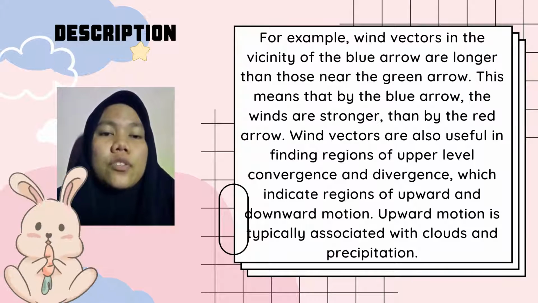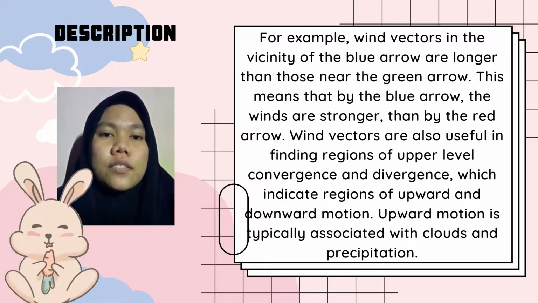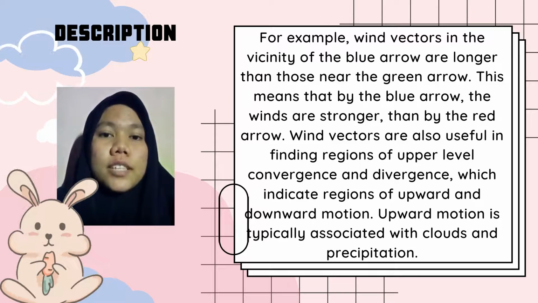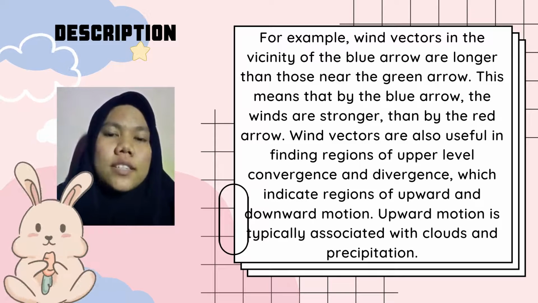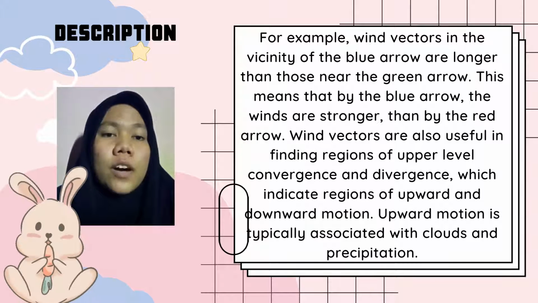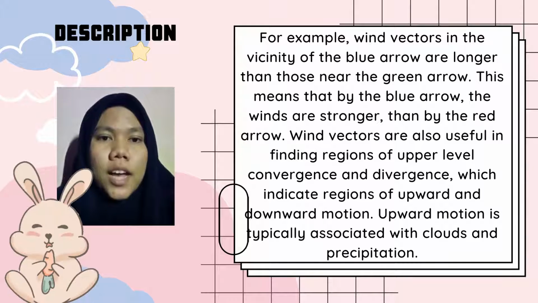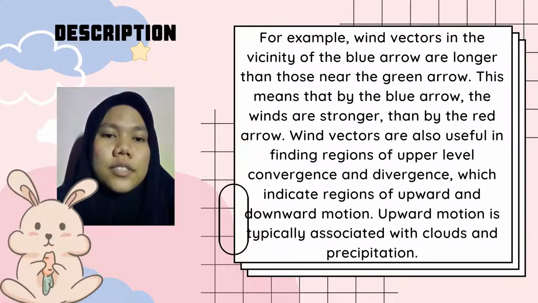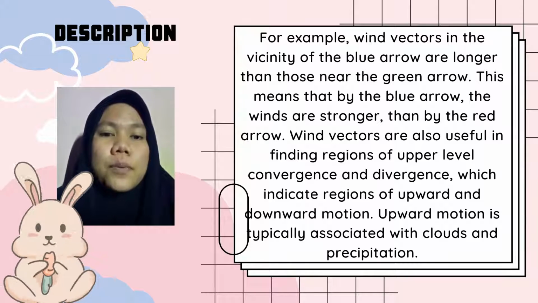Wind vectors are also useful in finding regions of upper level convergence and divergence, which indicate regions of upward and downward motion. Upward motion is typically associated with clouds and precipitation.